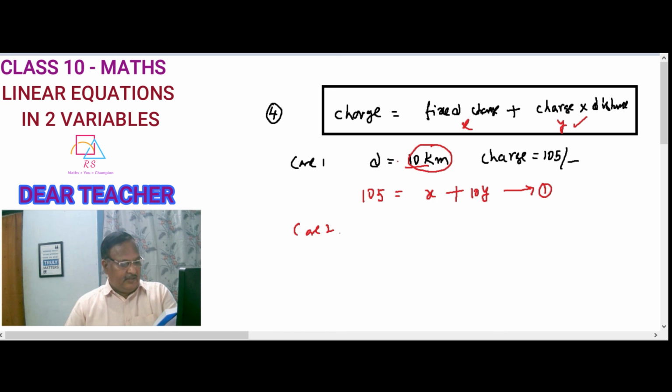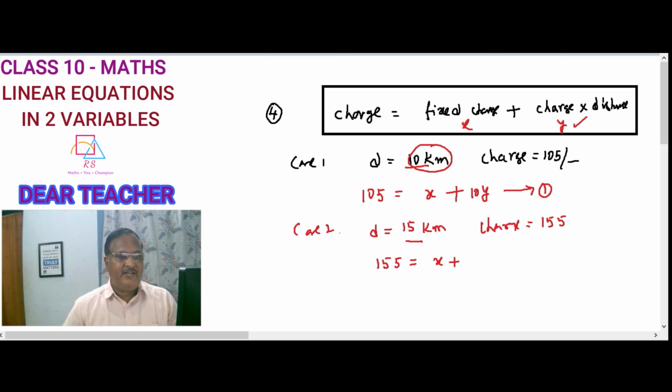Okay, so this is the first equation. Case 2, for a journey of 15 kilometers the charge paid is 155. So here distance is 15 kilometers and charge is how much? 155. So if you put these values in, what happened? 155 is equal to x plus 15 kilometers, charge is y, so it is 15y. 1 kilometer 10 rupees, 10 kilometers 10 into 10, 100 rupees, like that. Okay, this is the second equation.